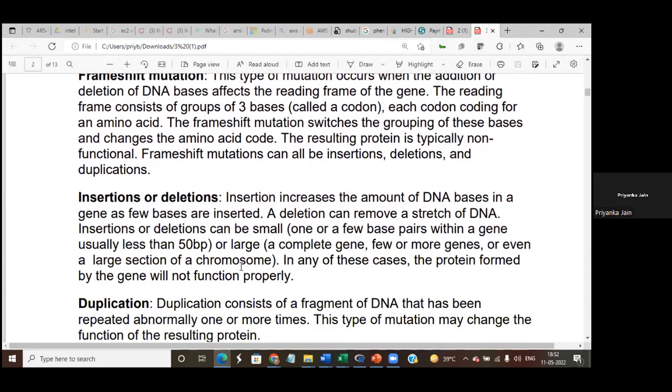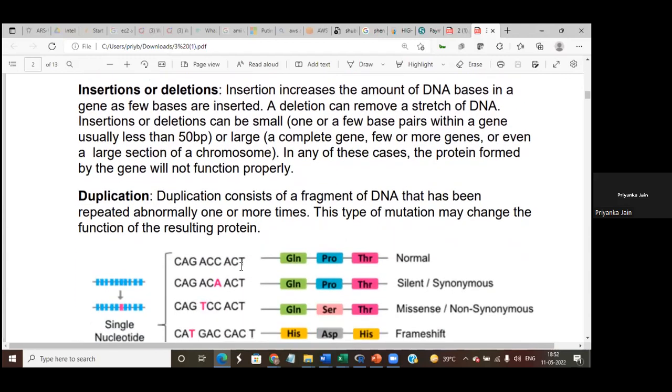If we explain the insertion, insertion basically increases the amount of DNA bases, which means a base is getting incorporated. The general definition is that the amount of DNA bases in a gene increases as a few bases are inserted. The number of bases in a gene sequence gets increased due to insertion of a few bases. It can be an insertion of one base, or of more than one base also. Then deletion is the removal of a few bases.